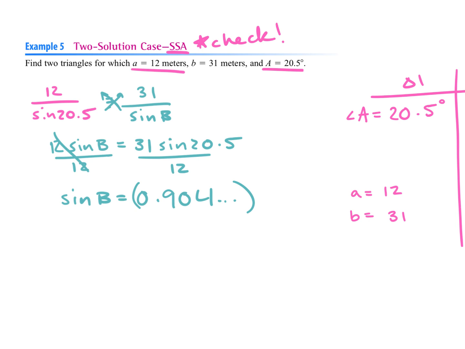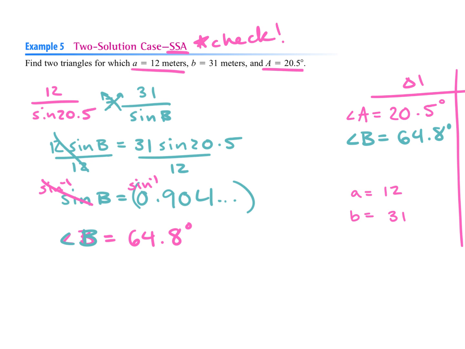What do we have to do next? The inverse sine, so the sine -1 button. So second sine, second answer. We get angle B equals 64.78, which I'll just round to 64.8. So angle B is 64.8 degrees.